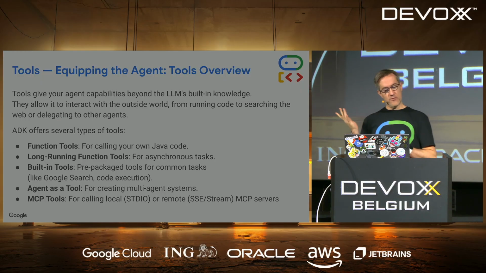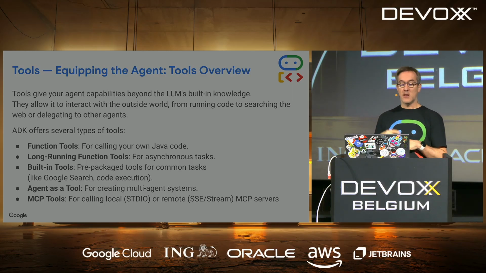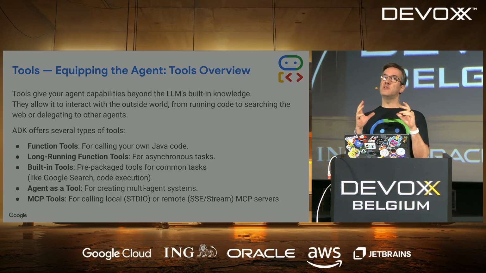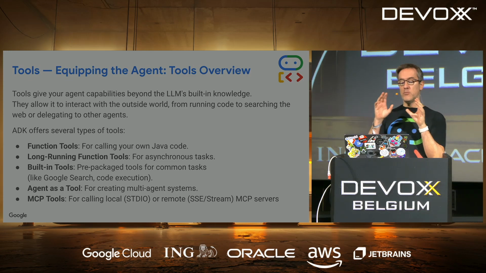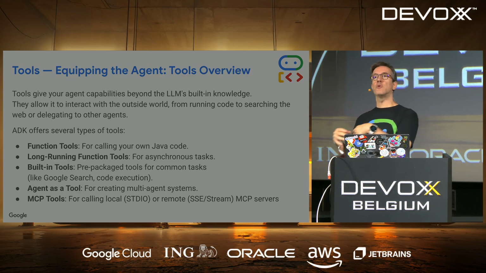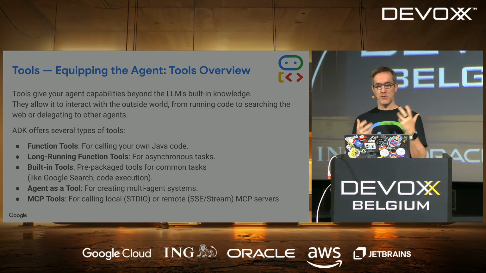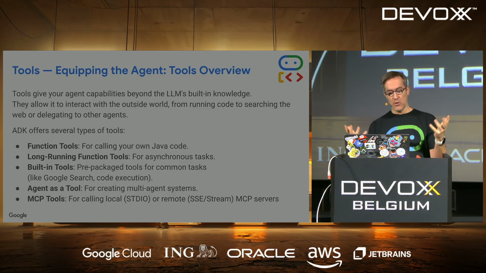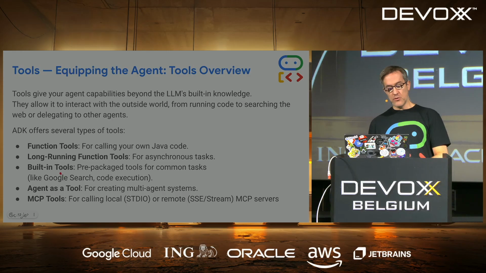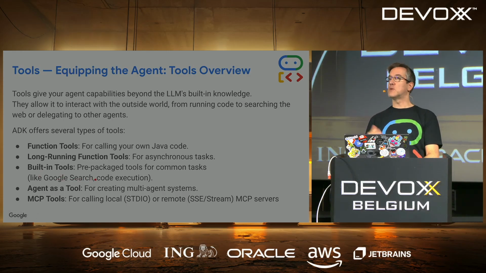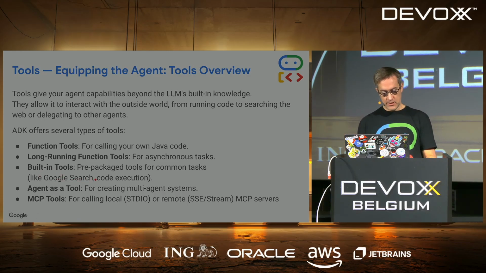There are 5 different kinds of tools. There are function tools and also long-running function tools. These tools are pointers, let's say, to methods on your own classes with your own code, so the agent can use and invoke your own code. You've also got a few built-in tools, for example Google Search, and we'll see that in a moment.